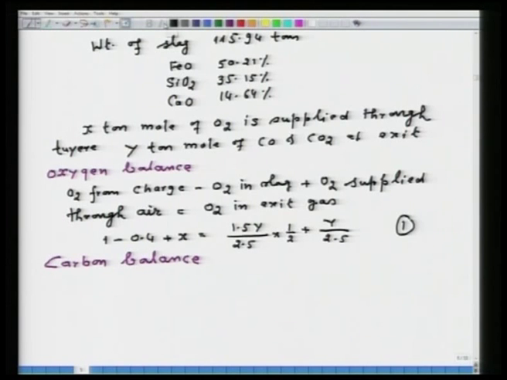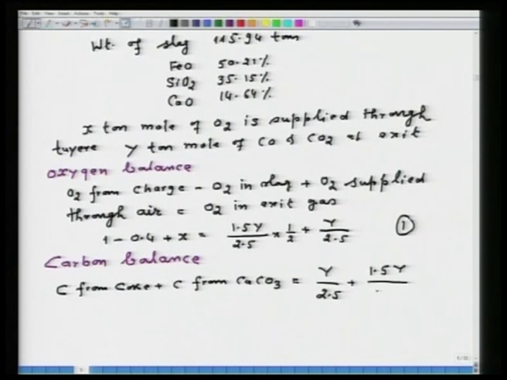Let me do the carbon balance. Now, carbon balance, say carbon from coke. Do not forget to take carbon from CaCO3, do not forget. So, carbon from coke plus carbon from CaCO3 will be equal to carbon in the exit gases, because carbon is not being accumulated; at steady state material balance, input should be equal to output. So, that will be y upon 2.5 plus 1.5 y upon 2.5, and this is my equation number 2.